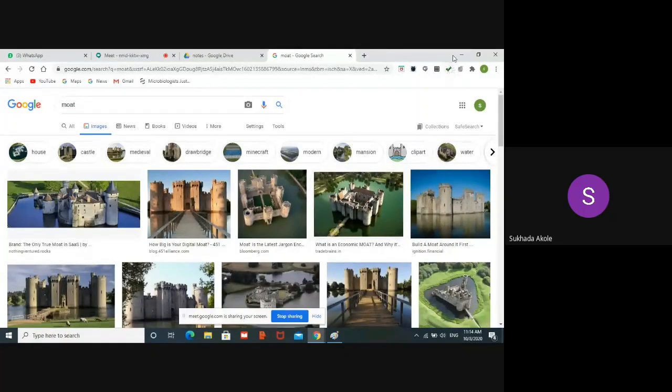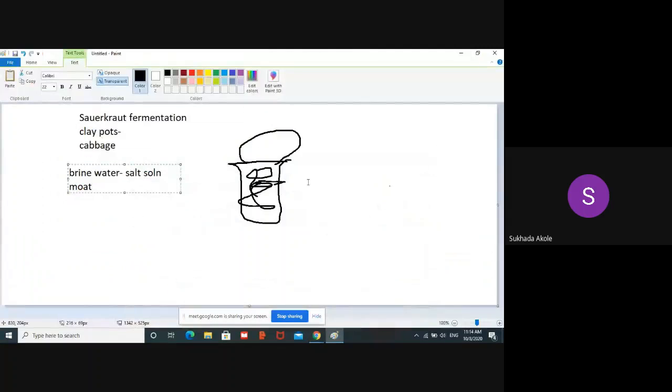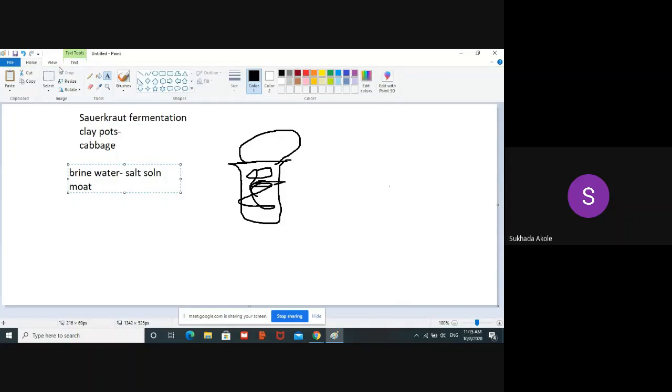So what did they do? They modified the design of the container basically. So again, let us draw properly. I hope to draw properly. So if this is my container, there was a moat around the neck.